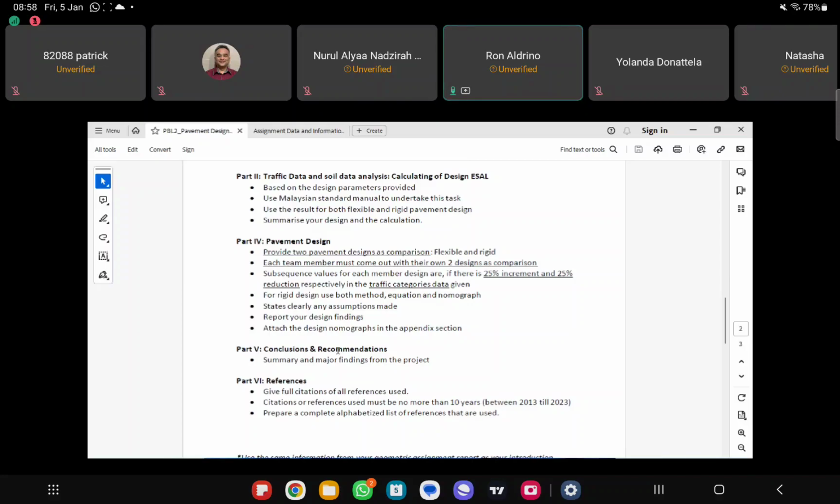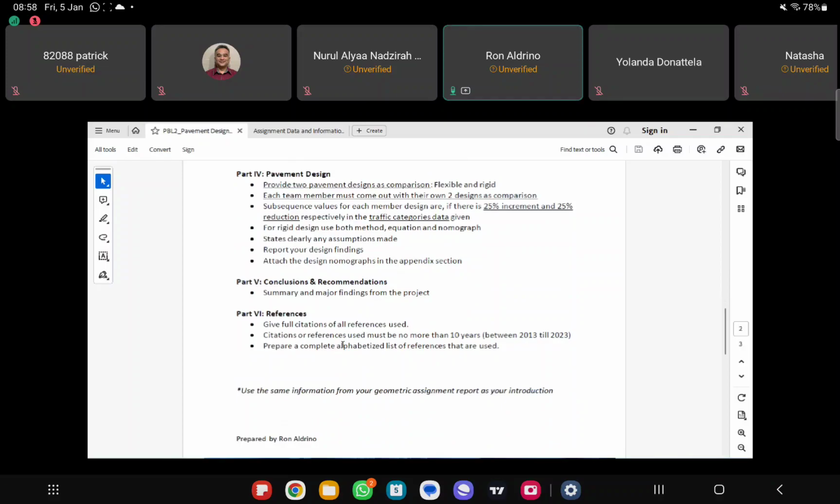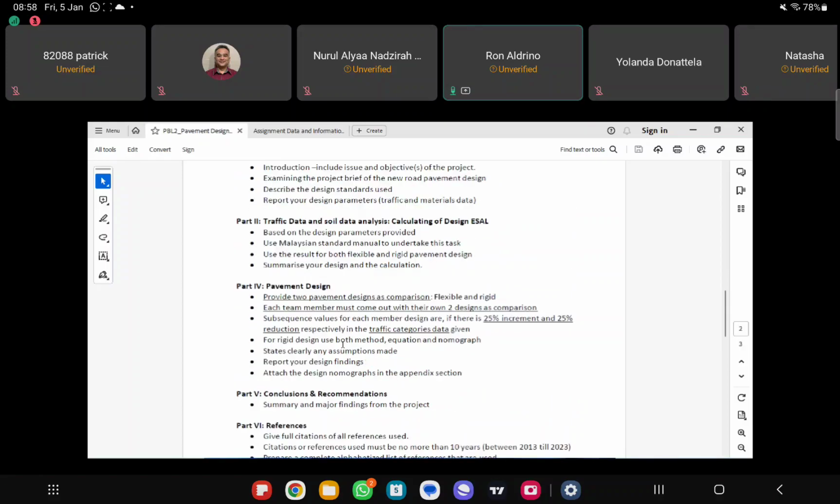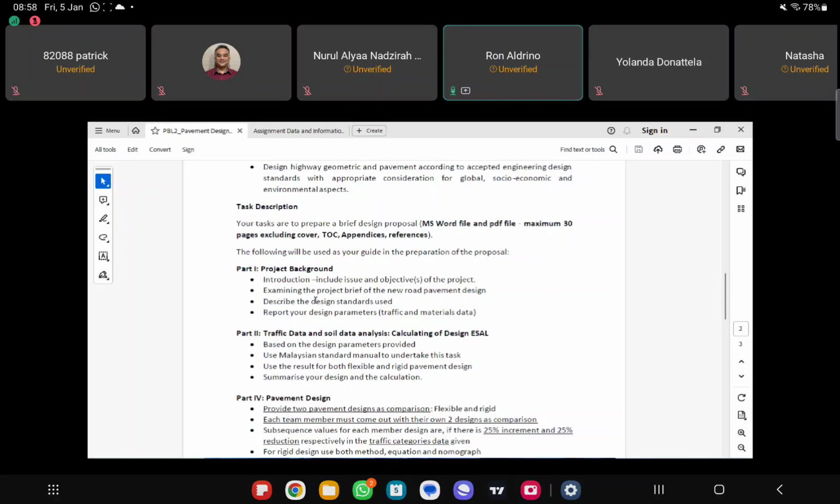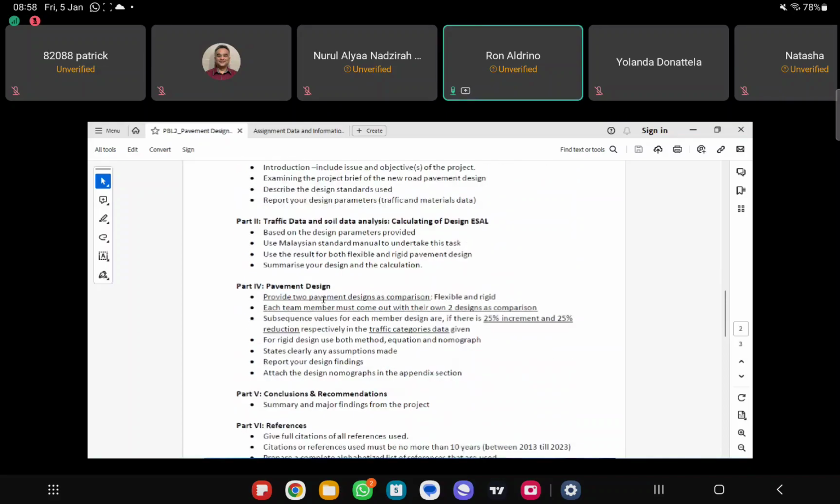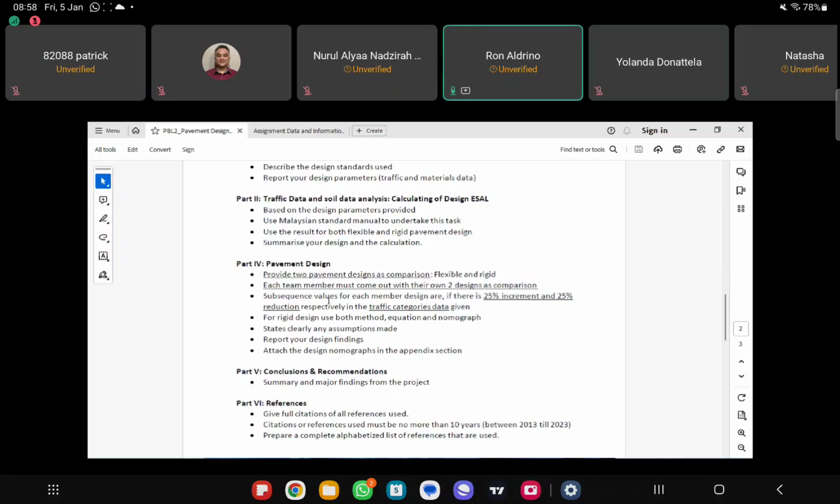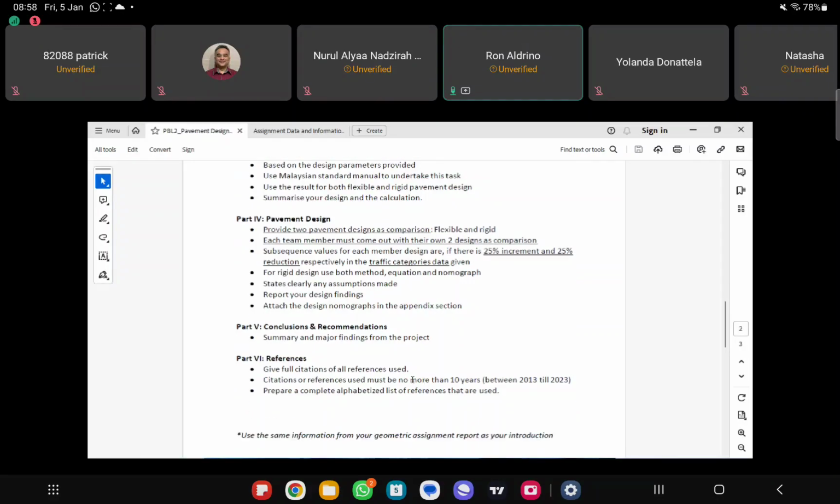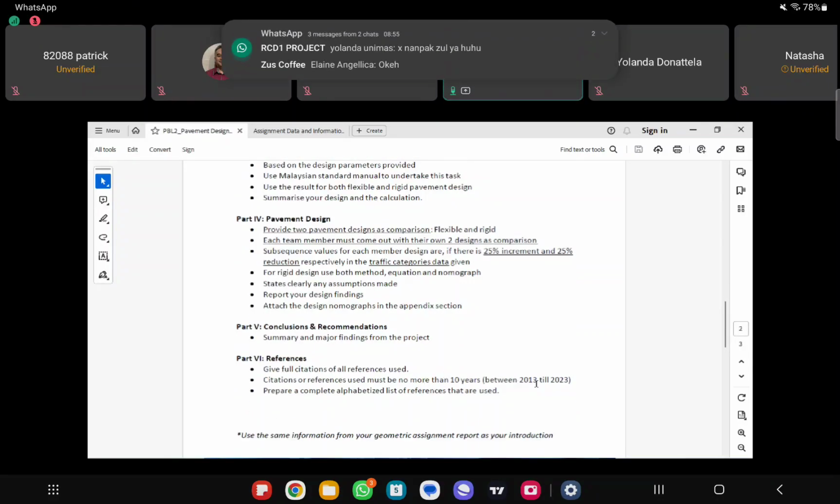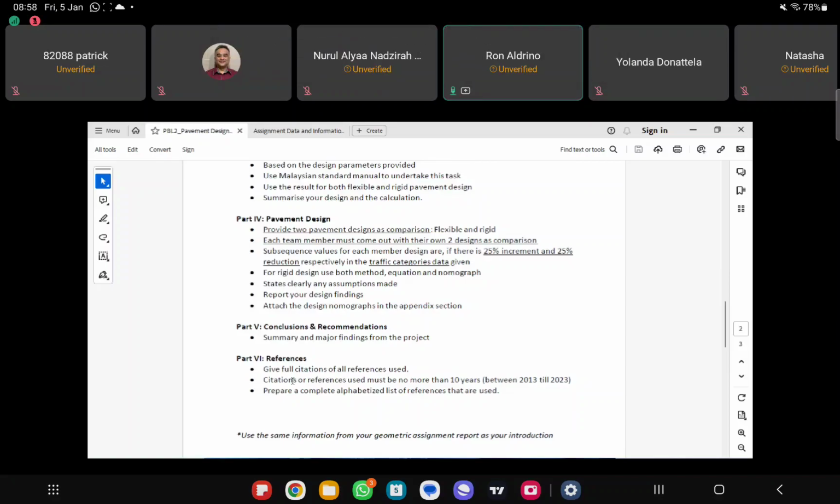If you use a citation, citations usually come in your project background explanation and also some part of your discussion, to support the findings. You can add on to your references. The references must be no more than 10 years old, preferably 2013 up to 2023. And you must also have the reference section based on alphabetical order.